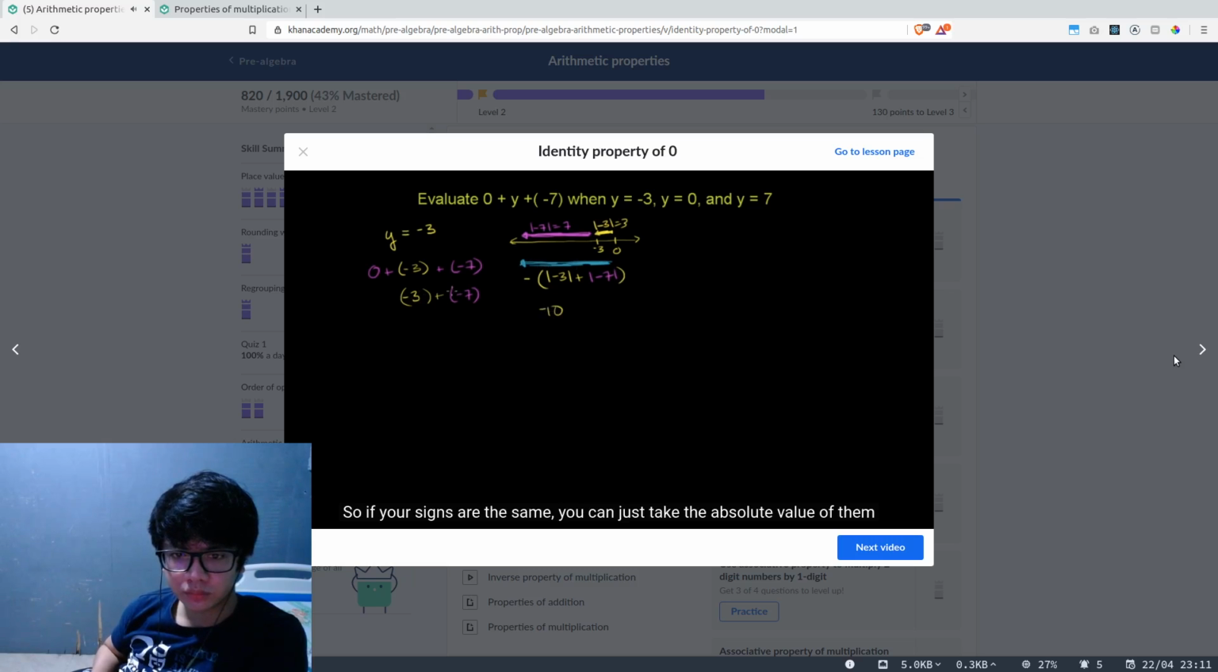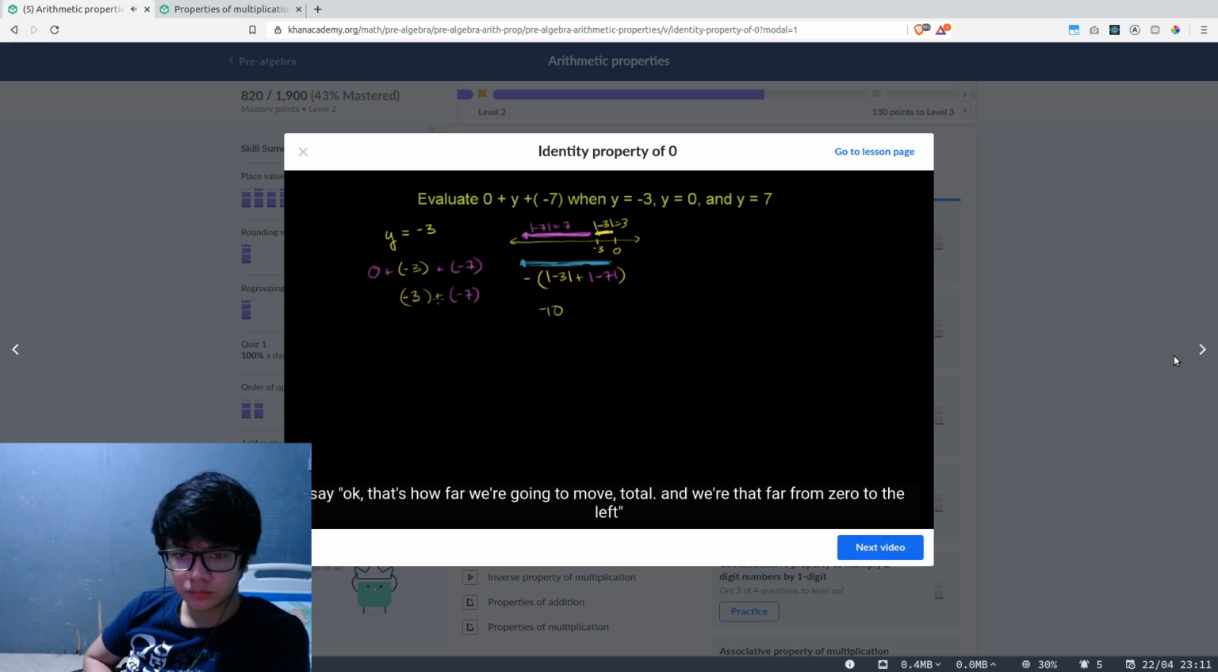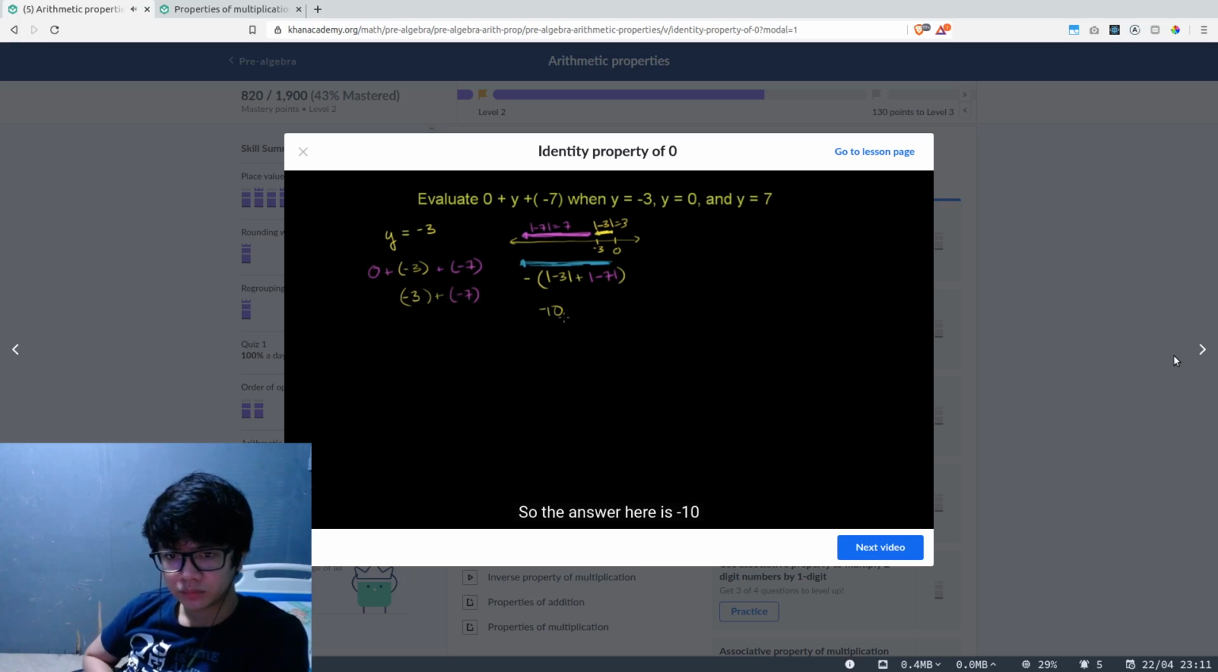So if your signs are the same, you can just take the absolute values of them and say, okay, that's how far we're going to move total. And we're that far away from 0 to the left, since everything was a negative number. So the answer here is negative 10.